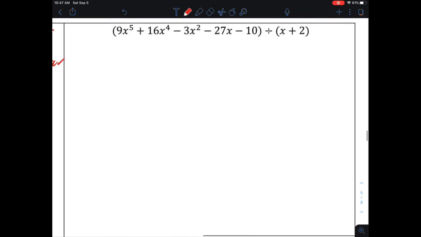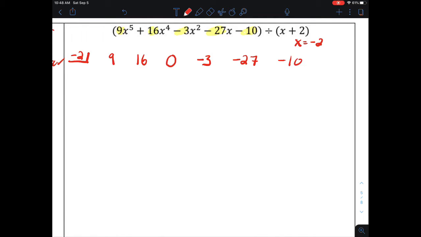All right, we'll do it again here. Now I'm dividing that polynomial by x plus 2. The 0 of that factor is negative 2, so I put negative 2 in my box. I start writing all of my coefficients: 9, 16, negative 3, negative 27, and 10. So I have 9x to the 5th, 16x to the 4th. I don't have any x to the 3rd, so I have to put 0 to account for the 0x to the 3rd. Minus 3, minus 27, minus 10.